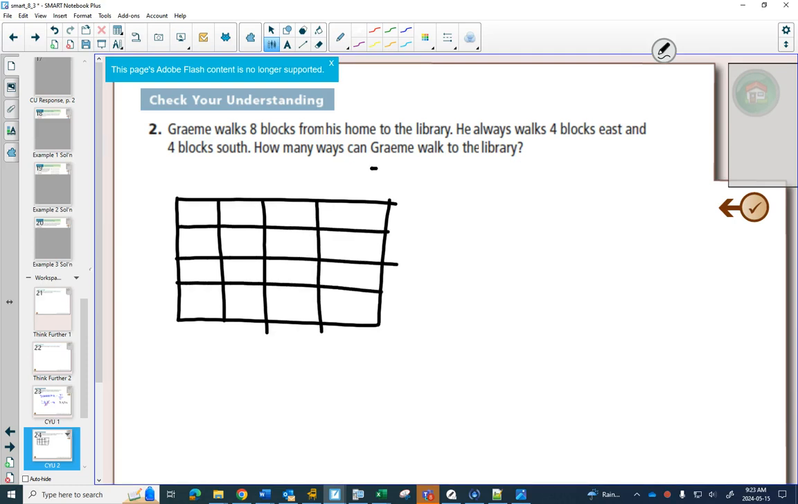East is in this direction. South is in this direction. So if he's walking from his home, east and south to the library, this is our possibility.